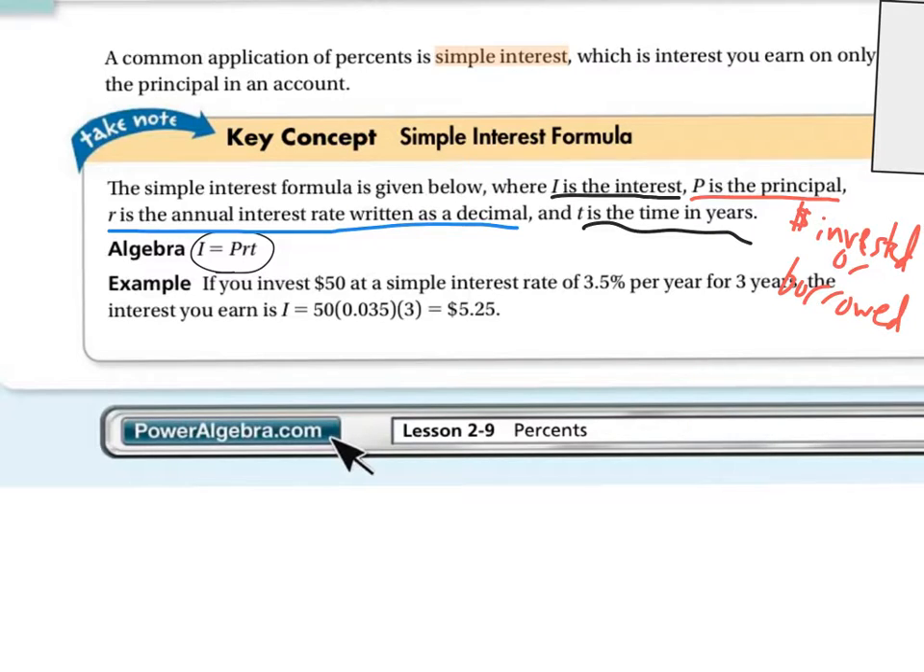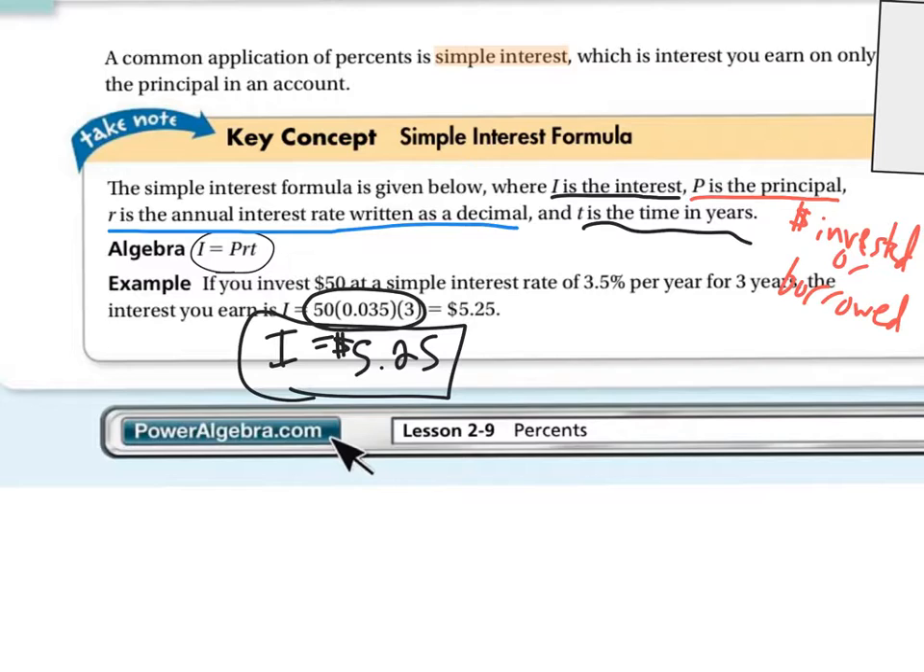So for example, you invest $50 at 3.5% a year for 3 years. Interest you earn, we're just substituting in. Principal is 50, interest rate 3.5% as a decimal is 35 thousandths, times 3 years. The variable's by itself, so we're just multiplying these three numbers together, and then we're getting that answer, 5.25.